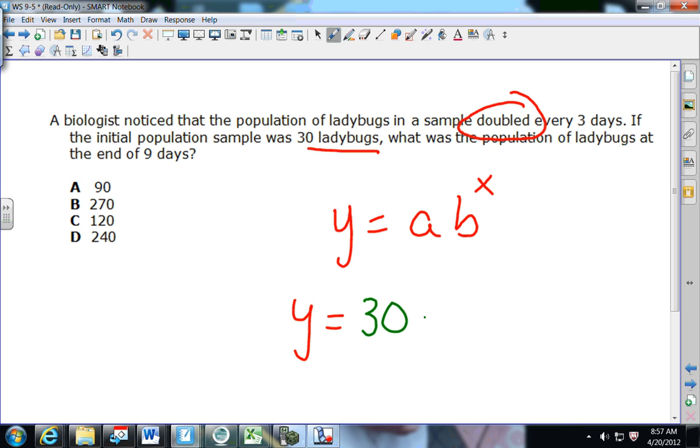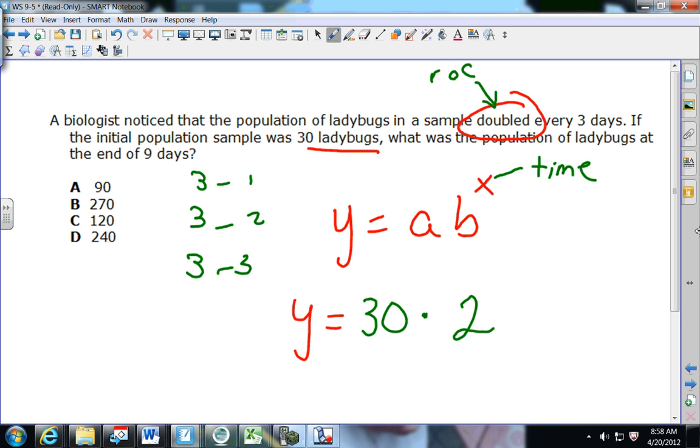That's my starting point. Times, what is my rate of change? It's doubled. That's my rate of change. It's 2, but I need to know what the exponent is. Be careful. It doubles every 3 days. So 3, 6, 9 days. 1, 2, 3. You're actually going to take it to the 3rd power. It doubles every 3 days.